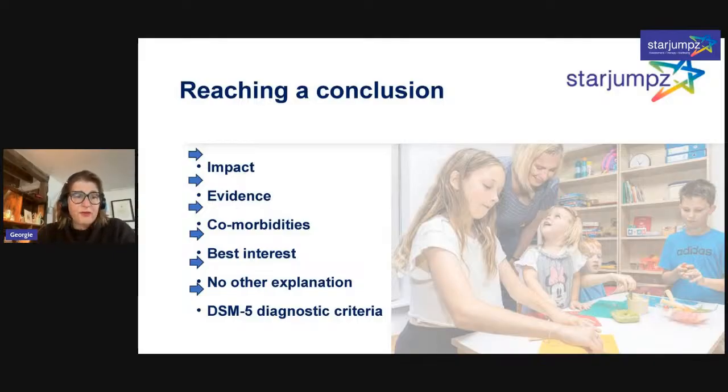So if you hear people saying, well, we're all a bit autistic, aren't we? We might be, but if it's not having any impact on our lives, then we wouldn't be seeking a diagnosis. So when we mean impact, we are thinking, is it affecting your functioning? Is it causing complications in terms of your mood, your anxiety levels, your ability to meet your potential in school or in other aspects of life?